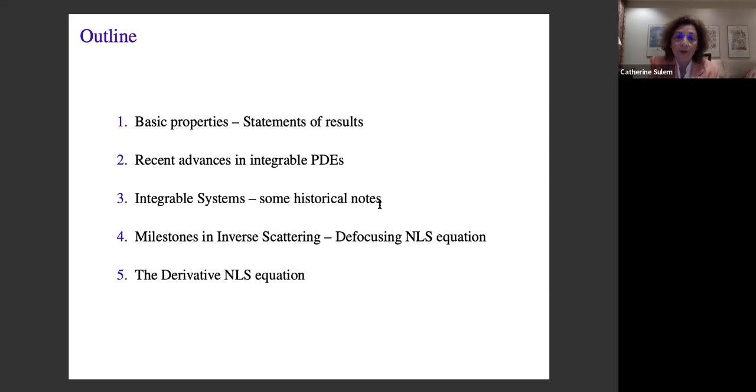And in particular, I will use the defocusing nonlinear Schrödinger equation as a model to show the milestones in the progress of the understanding of inverse scattering. And then I will show how we were able to apply these techniques in the context of the derivative nonlinear Schrödinger equation and get the results under consideration.